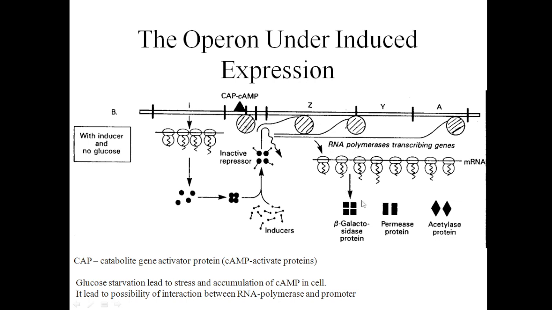The cistrons code enzymes: beta-galactosidase, permease, and acetylase, all necessary for metabolism of lactose. Lactose present, the operon is active. Lactose absent, the operon is blocked.